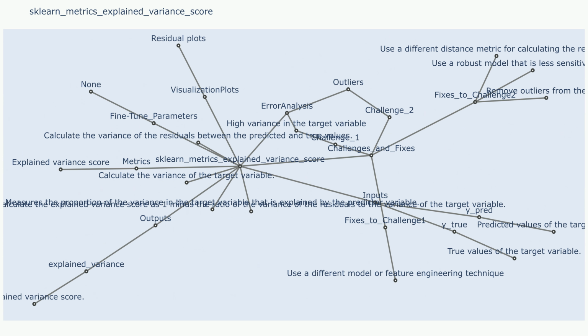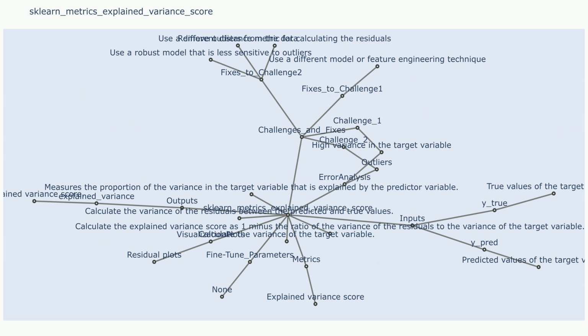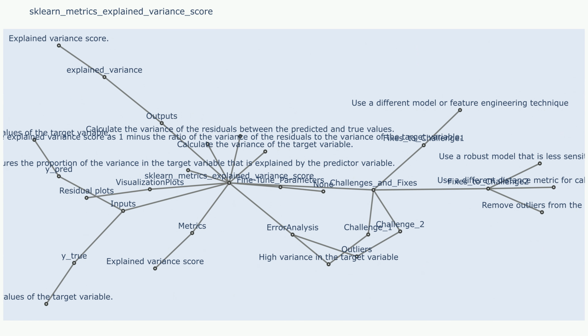Residual plot: a residual plot, true target values minus predicted values, can help identify patterns or systematic errors in the model's predictions. Parameters: None. The explained variance score does not have any tunable parameters. Confidence intervals: confidence intervals for the explained variance score can be calculated using bootstrapping or other resampling techniques to assess the uncertainty in the estimated score.